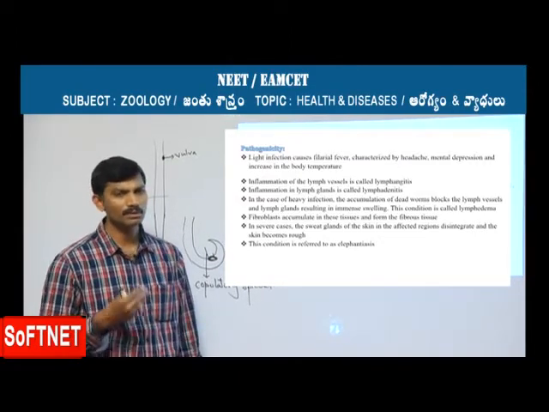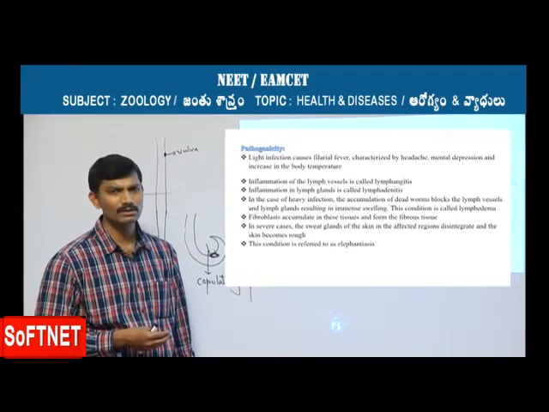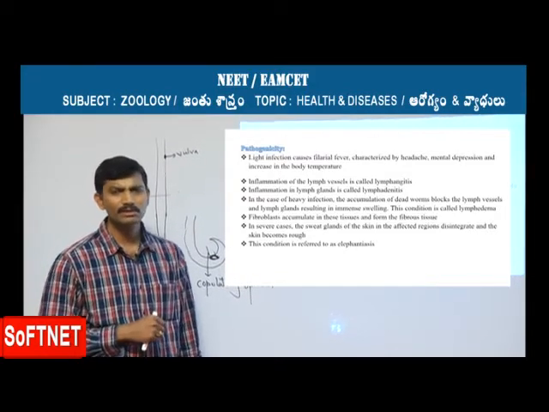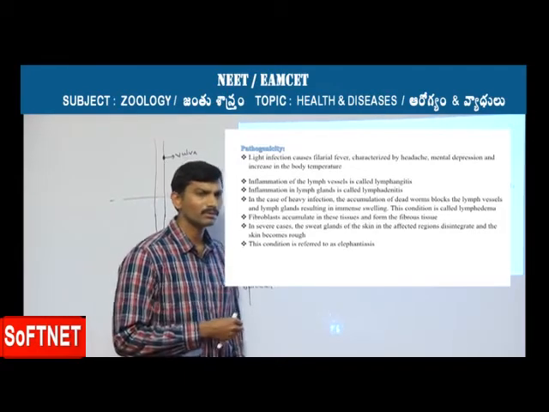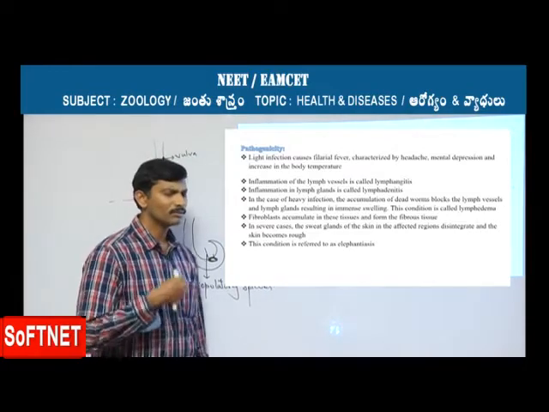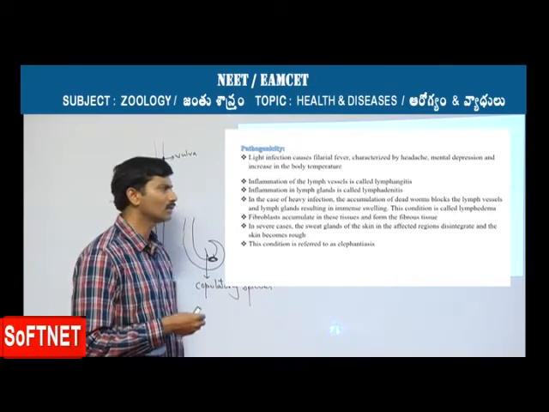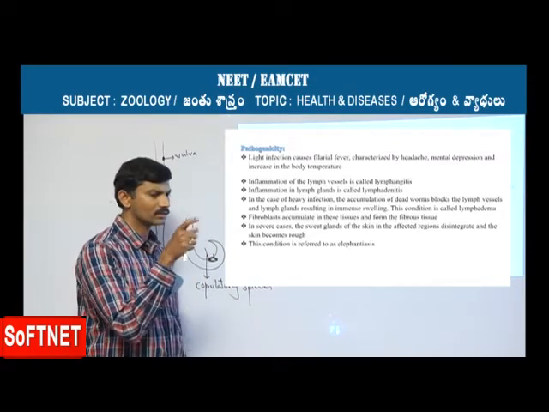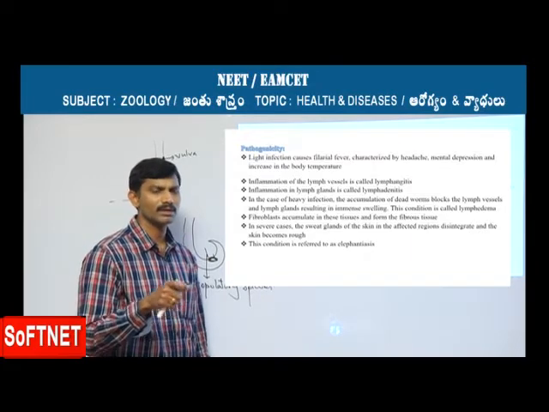Suppose more parasites are present: larvae are present inside the blood, and adult worms are present inside the lymph. When the numbers of both keep increasing and accumulating, the dead worms also keep dying inside the lymph vessels, causing obstruction. So the lymph vessels and lymph glands start swelling because of the increase in the number of worms inside the lymph vessels.